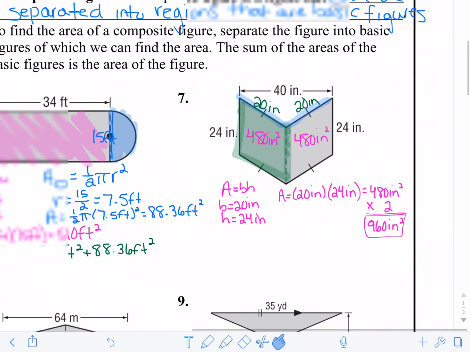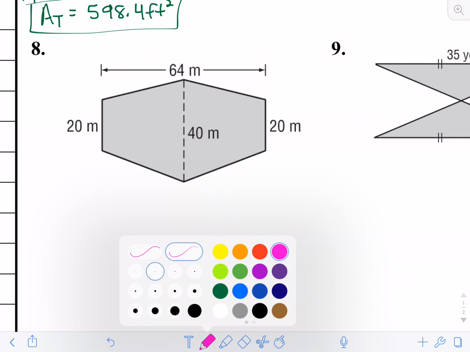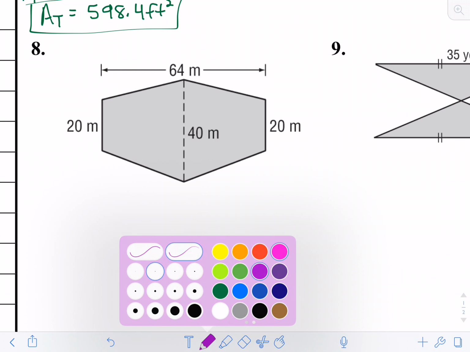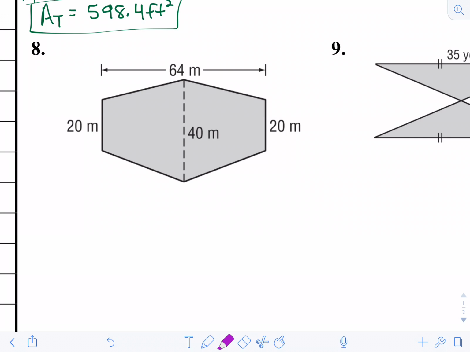Okay, let's see, the third one. Same thing here. I have 20, 40, and 64. So what I'm going to do is find my area of one of my trapezoids, and I'm just going to double it because here's the thing again. This whole piece is 64, so when I cut that into half, that's going to be 32 meters, and this is going to be 32 meters.